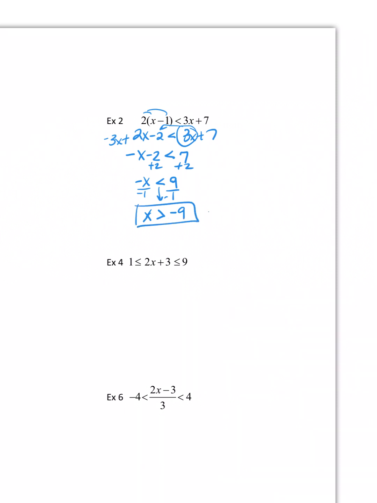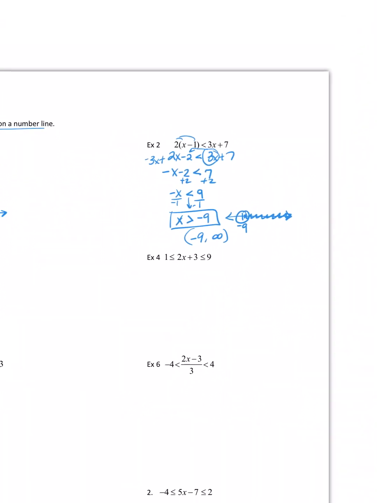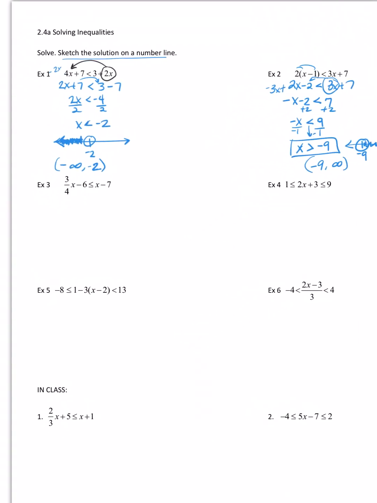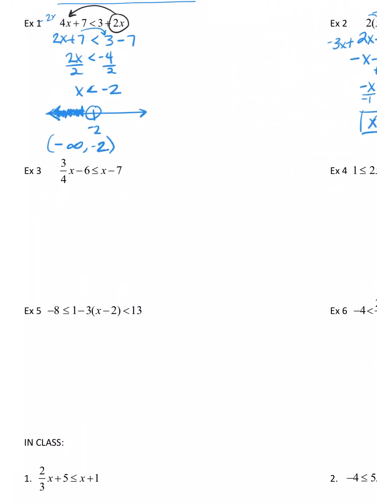So there it is in that way. On a number line, negative 9 is here, and greater than would go this direction, wouldn't it? And I would want to make sure I put an open circle because it's not an or equals to. So what would this look like in interval notation? Well, negative 9 to positive infinity is what it would look like. Let's try number 3. All right, this one has a fraction. Don't let it freak you out. It's okay.